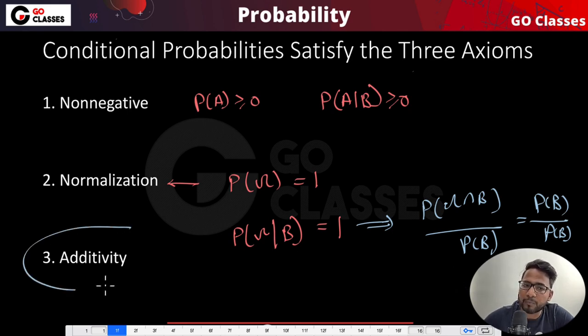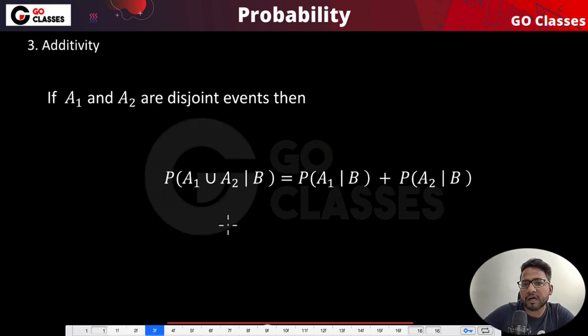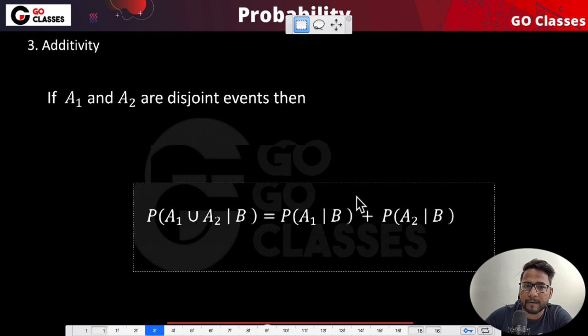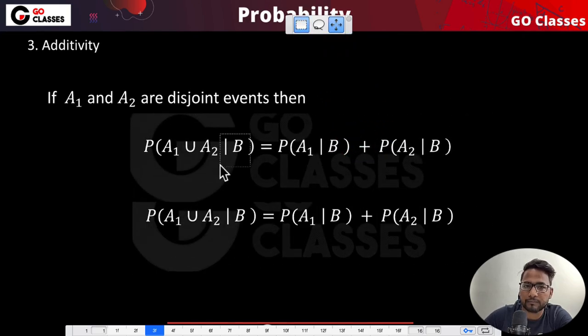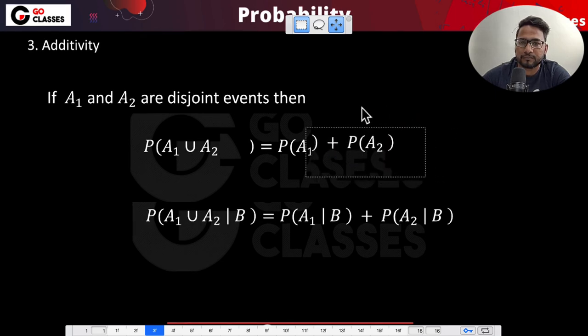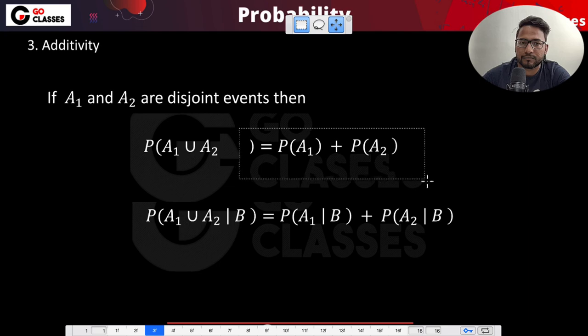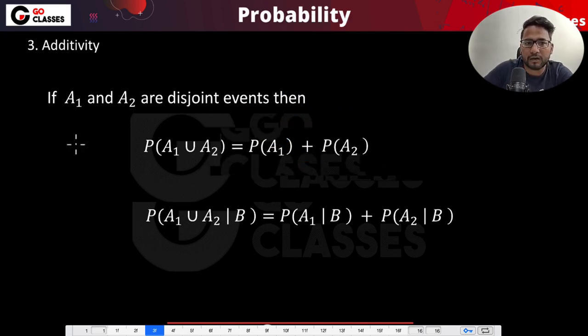Now let's go to the third point, which is additivity. Earlier, if you remember, in additivity, what we used to have, if A1 and A2 are disjoint events. Let me write what we used to have earlier, and what we are now going to prove. This is what we used to have earlier, which means there was no given thing.